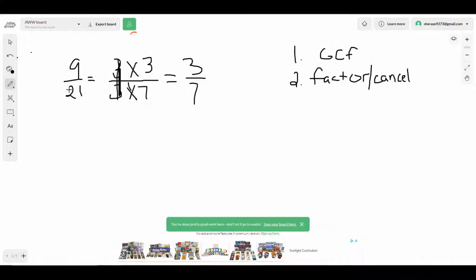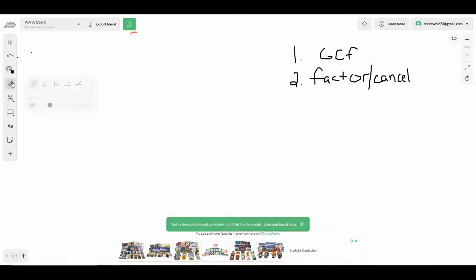Again, you could have done it the same way using the GCF, writing out all the factors for 9, all the factors for 21, finding which one is the same to both of them, that's the biggest, and then divide them both down. Okay? Factoring and canceling is just a hair bit faster. Now, I'm going to put some up here on the board, and I want you to see if you can factor and cancel them down.